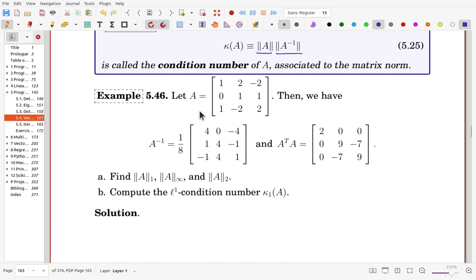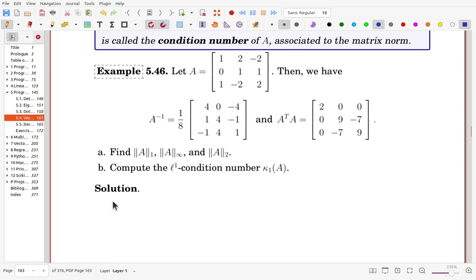Okay. A is given as in this matrix. Then we have A inverse and A transpose A can be obtained in this way. I made this A inverse and A transpose A for your convenience. Now, let's try to find the one norm, the infinity norm, the two norm of A, and try to compute the L1 condition number. Okay, let's do that.